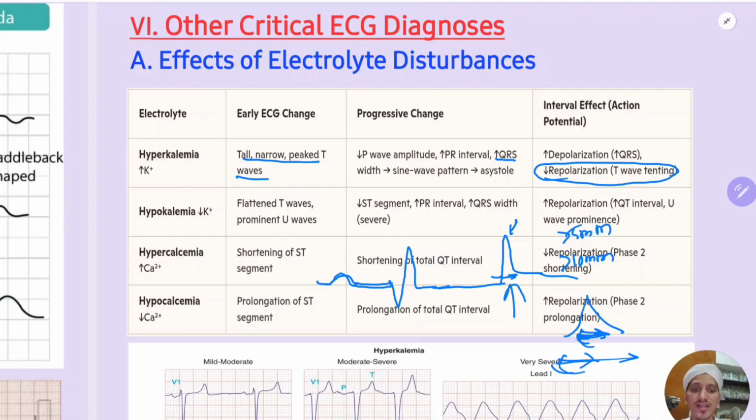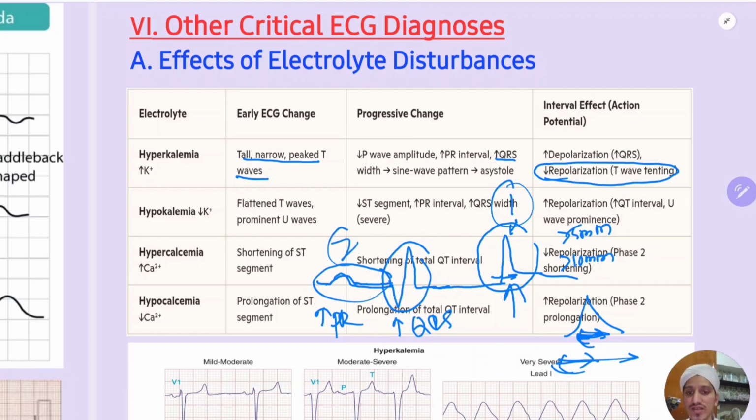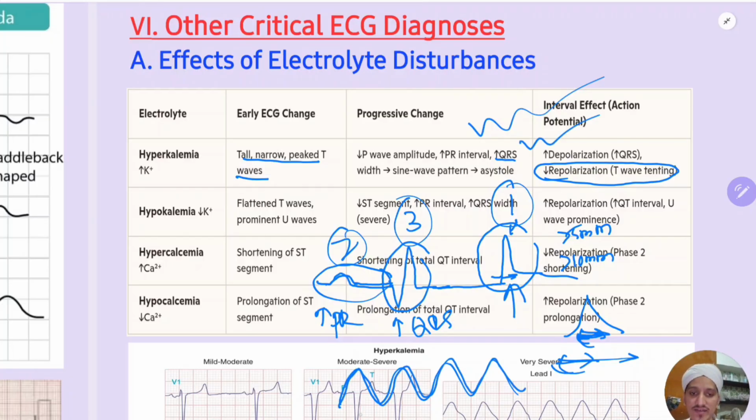So first there is early repolarization of the ventricles that causes tall T waves. Second, there will be delayed depolarization of the atria that causes a prolonged PR interval. Then there will be delayed depolarization of the ventricles that causes increased QRS width. And if the hyperkalemia persists and is severe, then number 4 is the sine wave pattern. Sine wave means like this. This is known as the sine wave pattern.